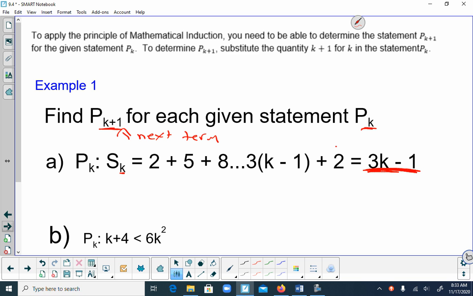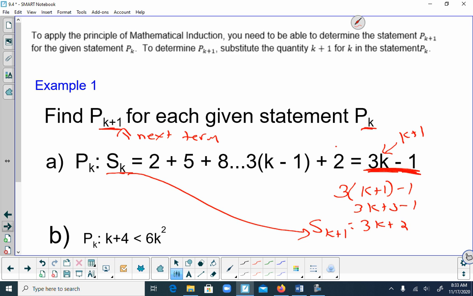So I'm going to skip to this step here. Any place I see a k, I'm going to replace it with k plus 1. So I'm going to have 3 times k plus 1 minus 1, and when I do that, I get 3k plus 2. Well, that is my sum of k plus 1.